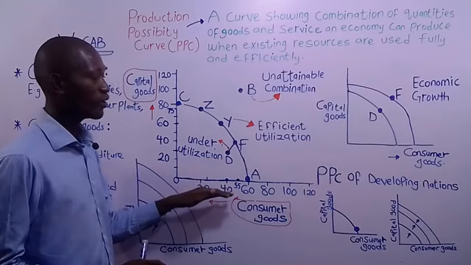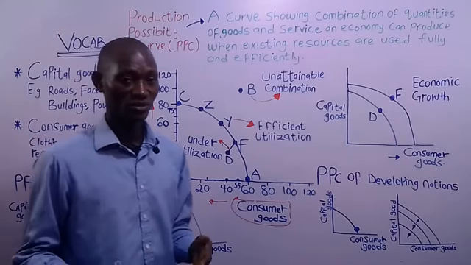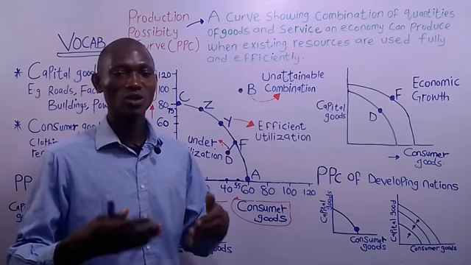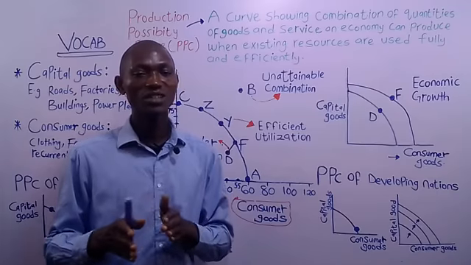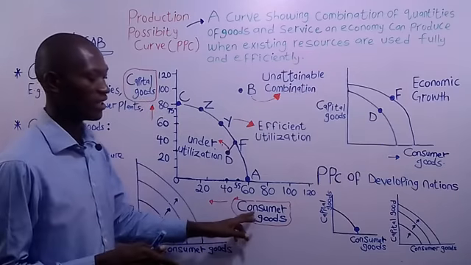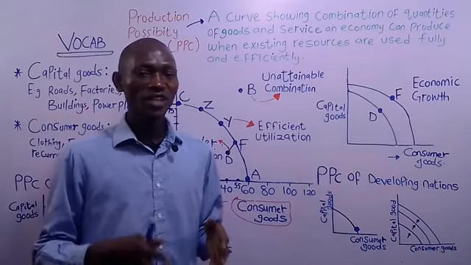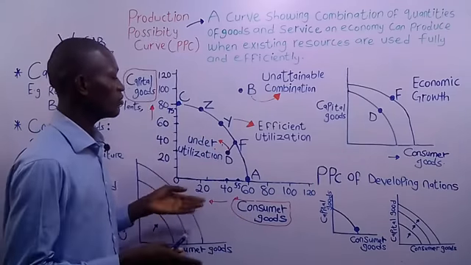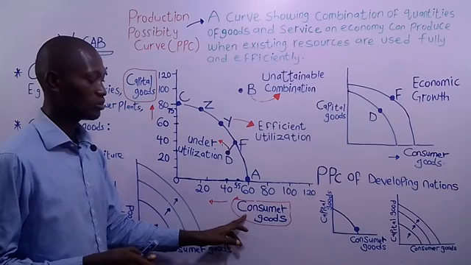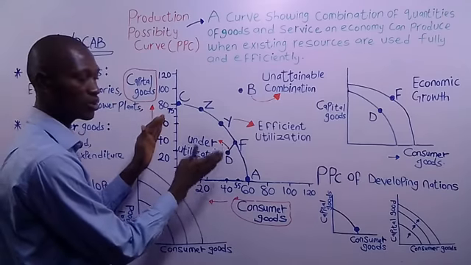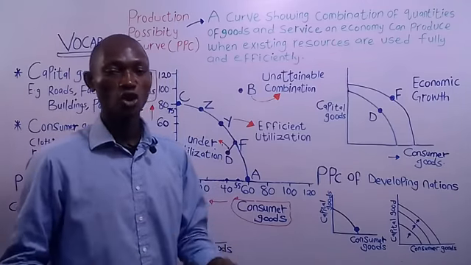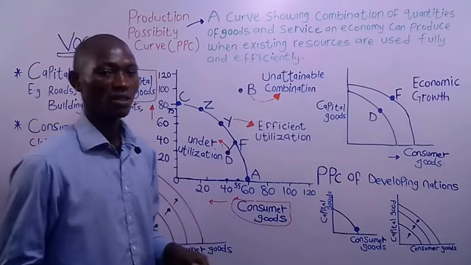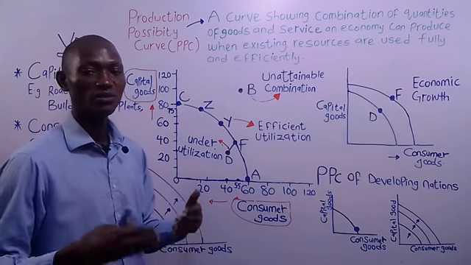This production possibility curve is drawn on various assumptions, and I'll be giving you five. Number 1: only two goods can be produced, in different proportions. In this case, we've chosen capital goods and consumer goods. Number 2: the same resources can be used to produce the two goods and can be shifted freely between them. The same resources used to produce capital goods can as well be used to produce consumer goods. Number 3: the time period is short. Number 4: resources are used efficiently. And number 5: production techniques are given and constant.